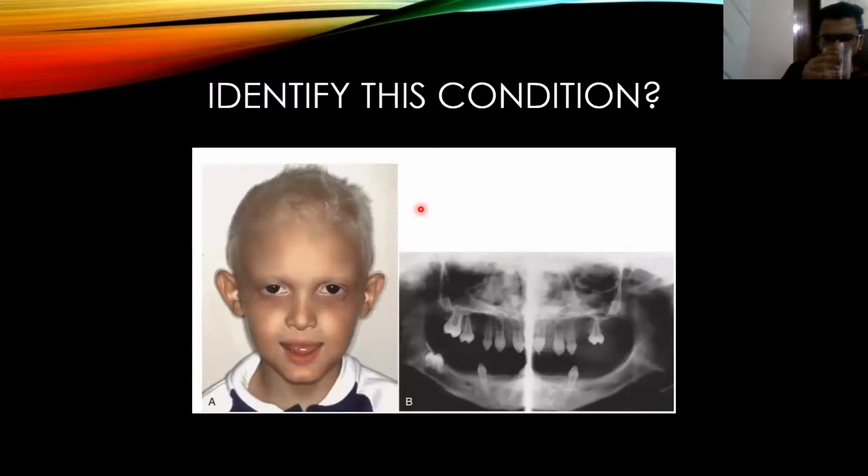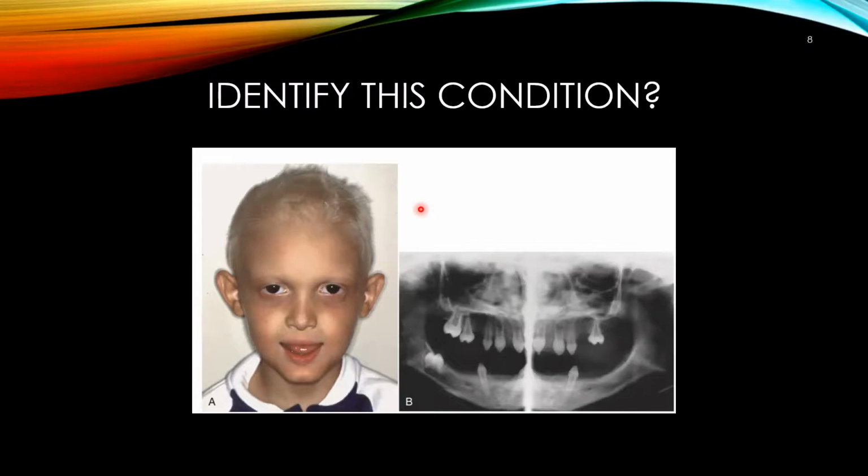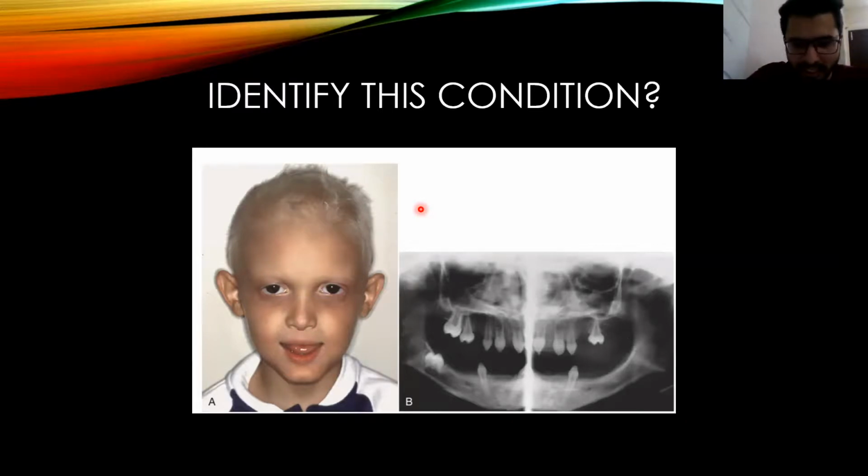What is this condition? Ectodermal dysplasia. Yeah, ectodermal dysplasia. You can see there's space here, teeth are not there, conical, hypoplastic, very dry skin. So that is signs of ectodermal dysplasia.